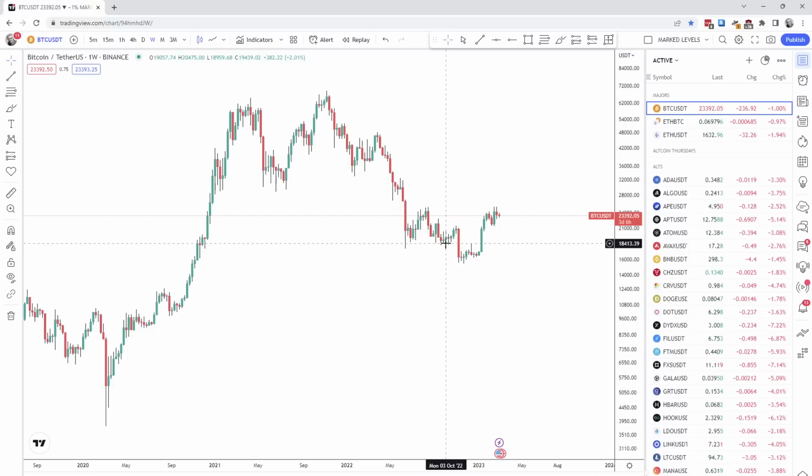So the market hasn't moved much. Maybe it will now because it's Thursday. You can see the watch list is a bit red, but more importantly, it is Altcoin Thursdays, the best sell signal on the planet, apparently.